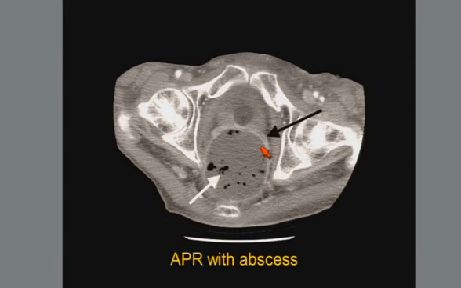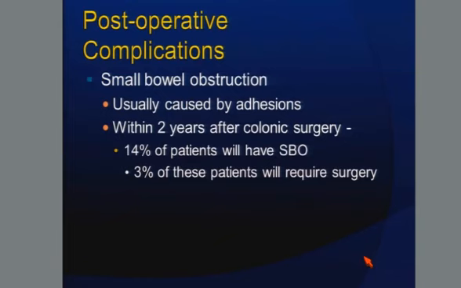This is a patient who had an APR, so this patient should have nothing in this space, and you can see this well circumscribed encapsulated collection here with air within it. This was an abscess and it was drained. Small bowel obstruction in the early postoperative period.